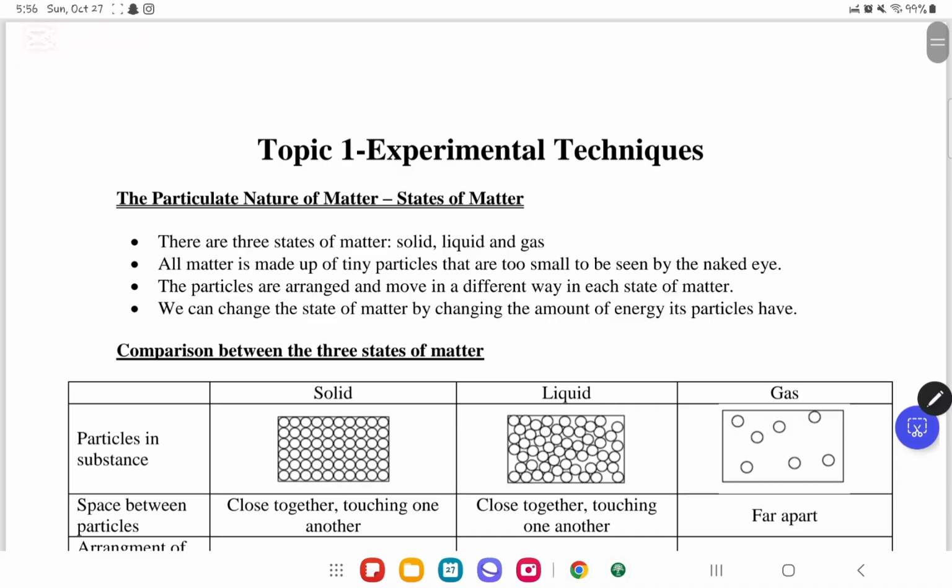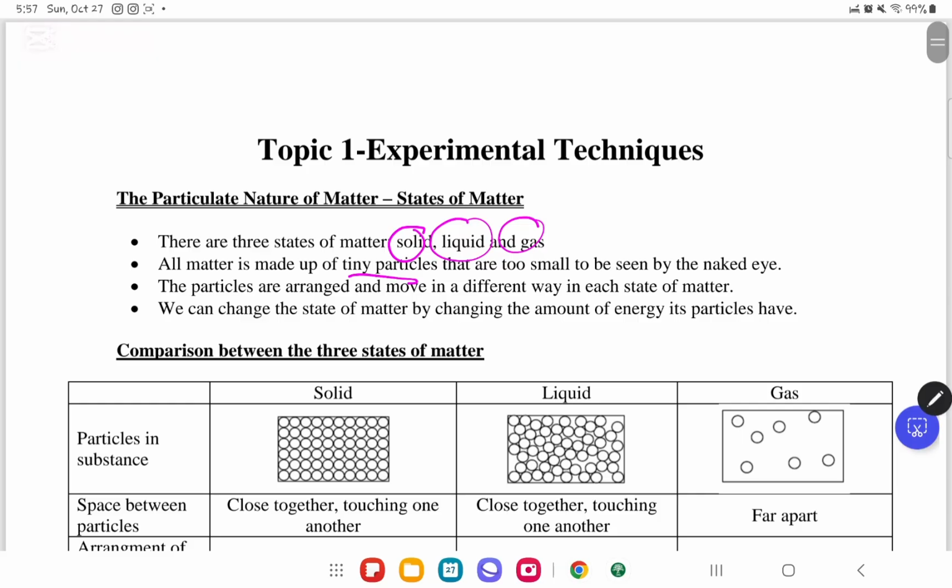First of all, we have the particulate nature of matter, the states of matter. We have 3 states, which are solid, liquid, and gas. They told us that all matter is made of tiny particles. These tiny particles, we call them atoms, or in chemistry, they refer to them as particles. They are way too tiny to be seen by the naked eye. You can look at them through an electron microscope.